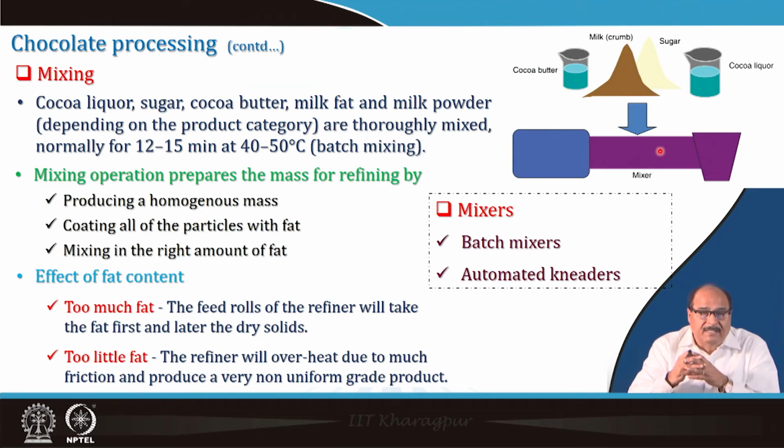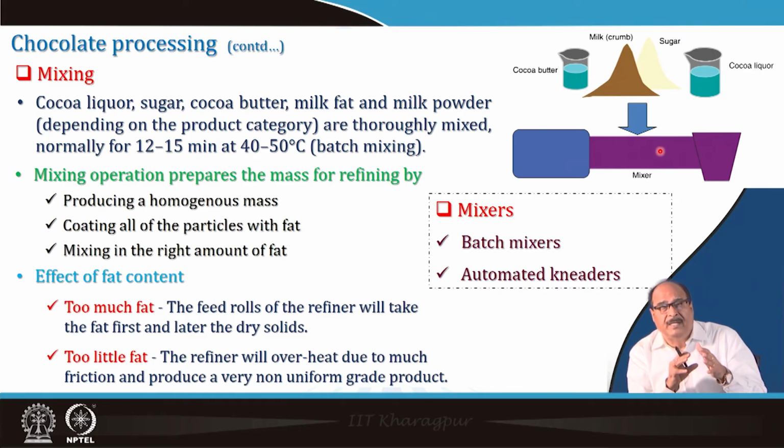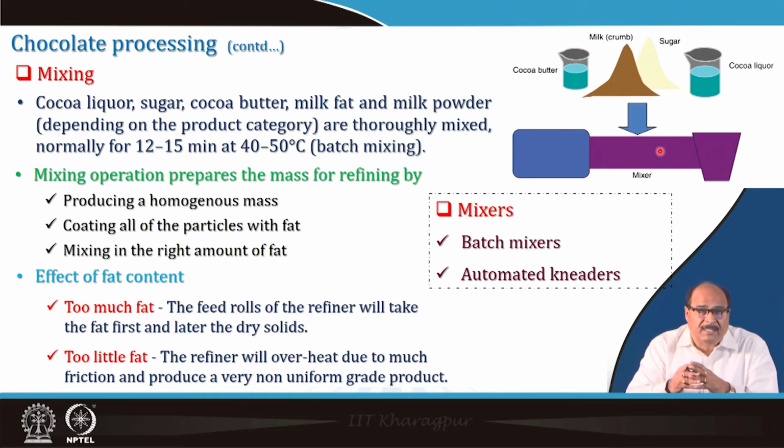All the ingredients, that is cocoa liquor, sugar, cocoa butter, milk fat and milk powder, depending upon the product category, are thoroughly mixed, normally for around 10 to 15 minutes at 40 to 50 degrees Celsius in batch mixing. The objective of the mixing is to produce a homogeneous mass which is coated properly with fat. All the solid particles are uniformly coated with cocoa butter, and it also helps in getting the right amount of fat.